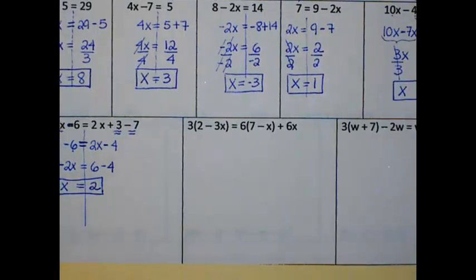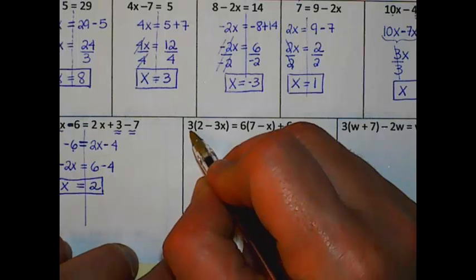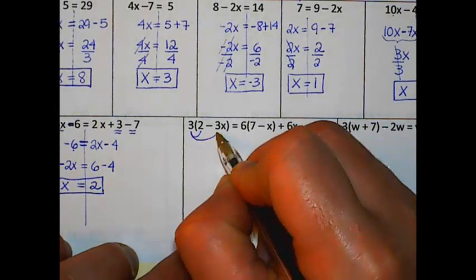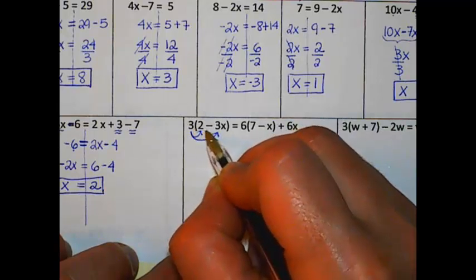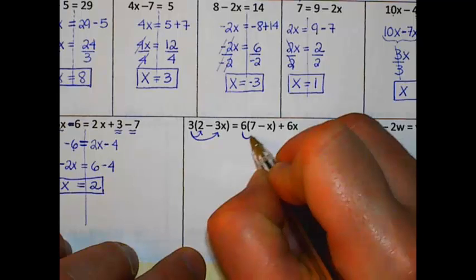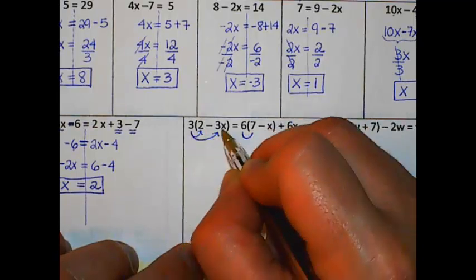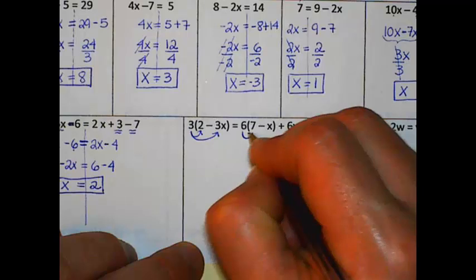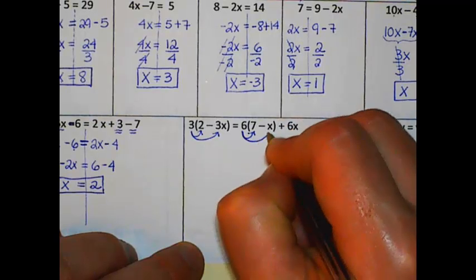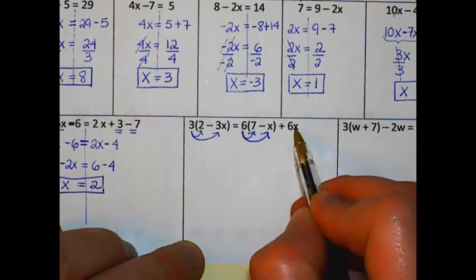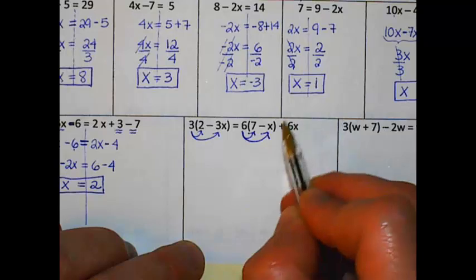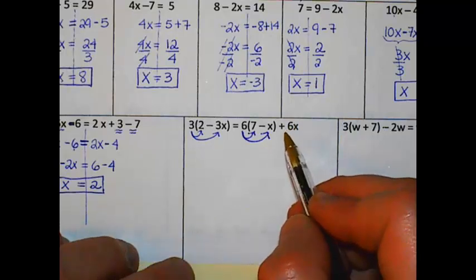The next problem now has parentheses. Anytime you see parentheses, you want to get rid of the parentheses. And how do we do that? We use something called the distributive property. Distributive property means you're going to multiply whatever number is in front of the parentheses by what's inside the parentheses. So I'm going to multiply this 3 by this 2, 3 by the negative 3x. I'm also going to multiply the 6 times the 7, and the 6 times negative x. I will not multiply 6 times 6x because this 6x is not inside the parentheses, okay?